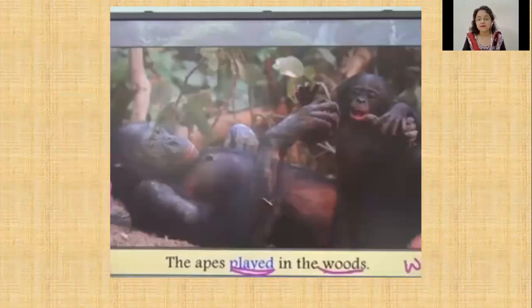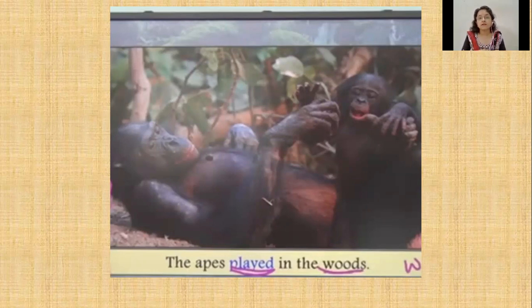Now, again here, the apes played in the woods. Here, if you check, we are getting the answer of the question where. Where did the apes play? The apes played in the woods. Are we getting the answer of what? No. Are we getting the answer of whom? To whom did the apes play? No. So it means that we do not have the answer of the question what and whom. So here played is what? Intransitive verb. There is no object in this sentence.